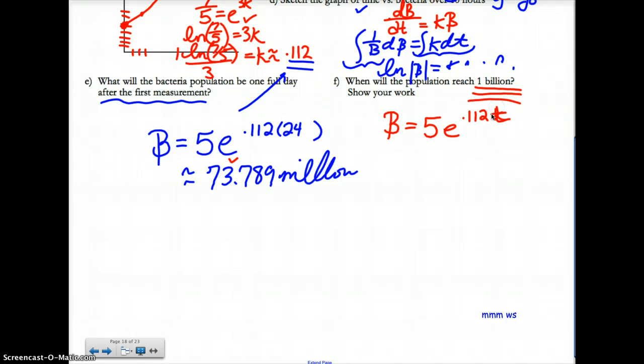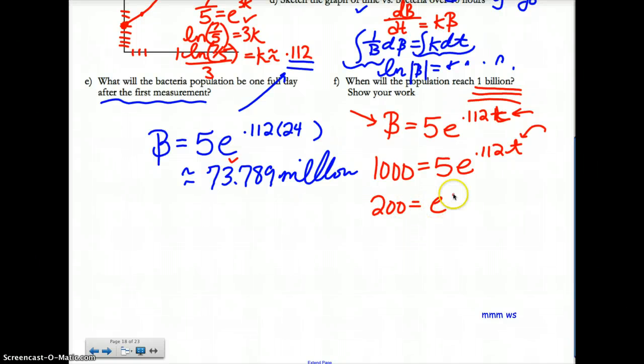And I want to know how long it'll take, so I'm going to be in search of the time that it takes for the population of the bacteria to reach 1 billion. Well, 1 billion is 1,000 million. So I'd have 1,000 million, or 1 billion, is equal to 5 million e to the 0.112 times time. Again, we're going to be solving for time, which is up in the exponent, so you should kind of predict what's going to happen. But I will do 1,000 divided by 5, which is 200. That's got to equal e to the 0.112t.